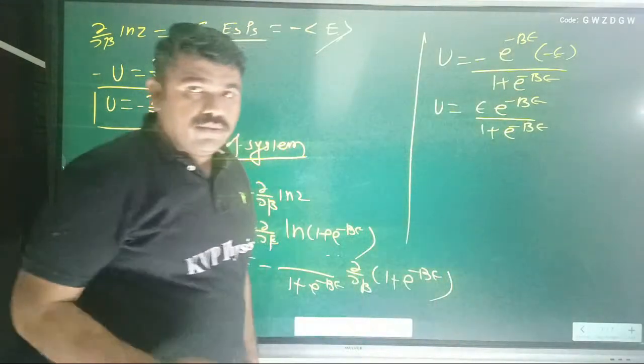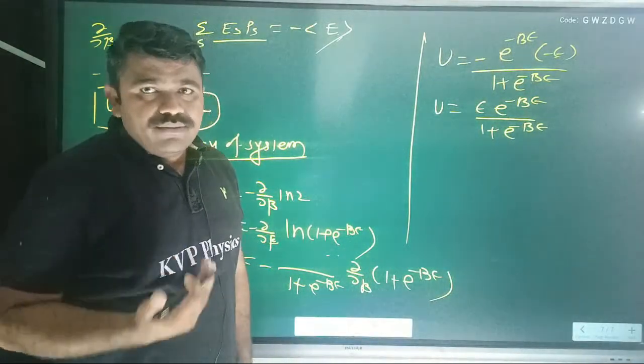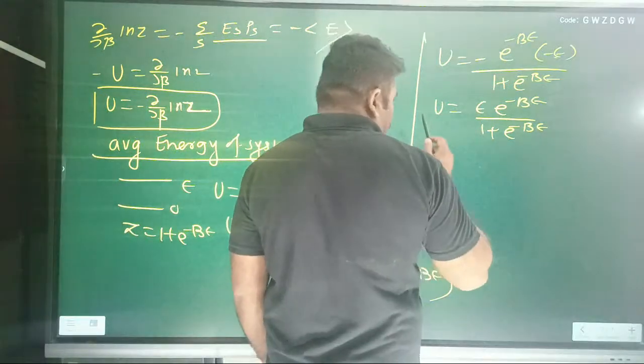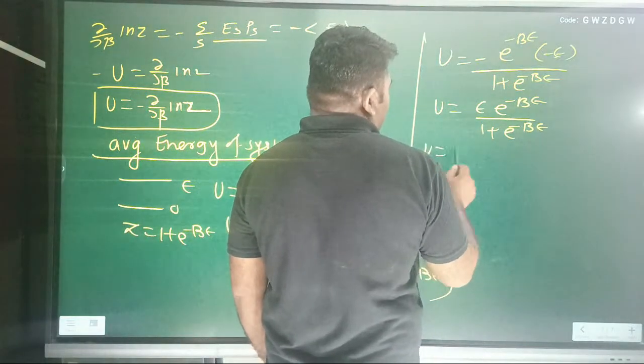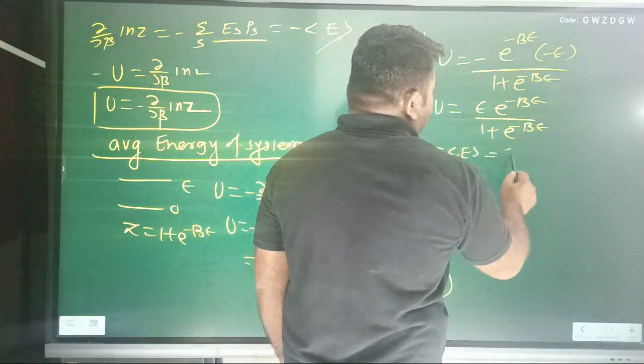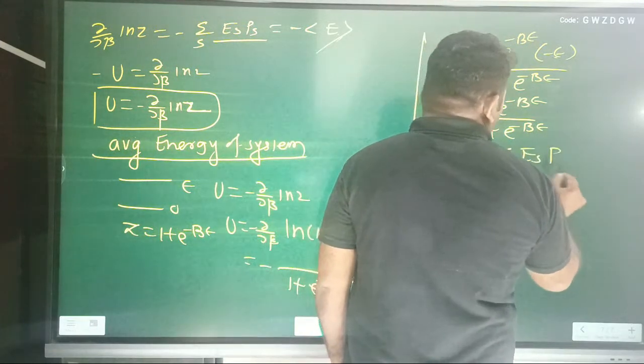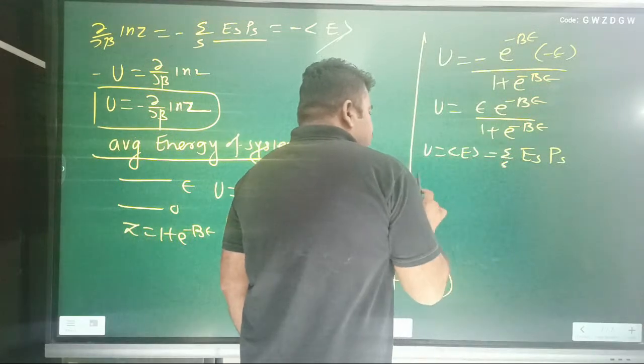That's it. Okay, one way. Or we can use another method also. Which method? Expectation of E, or average energy. U is nothing but expectation of E, which is equal to the summation of E_s P_s.